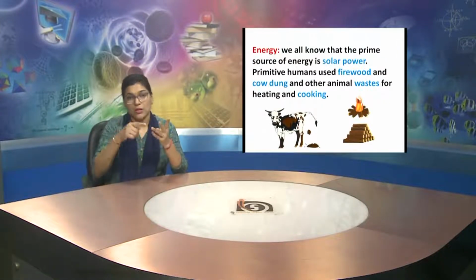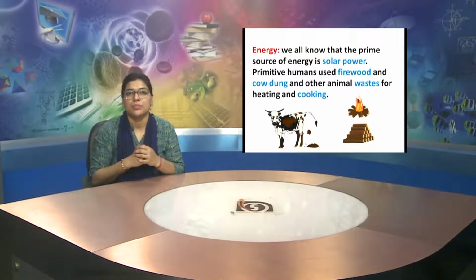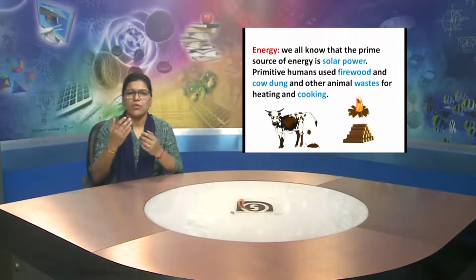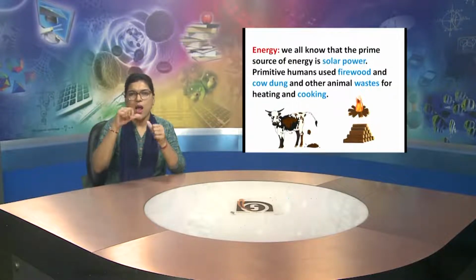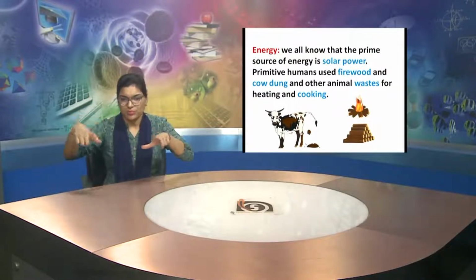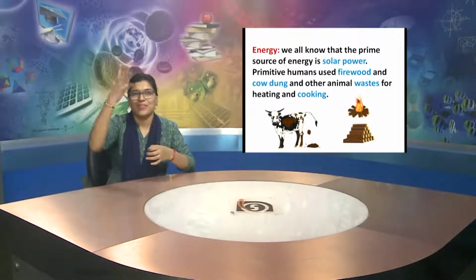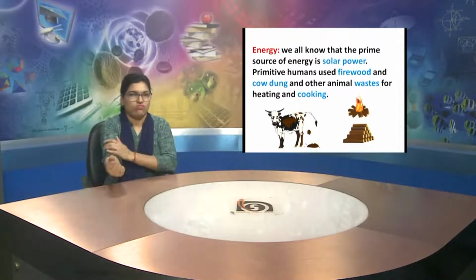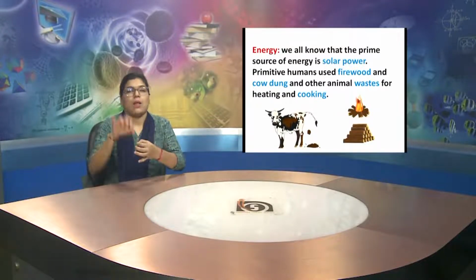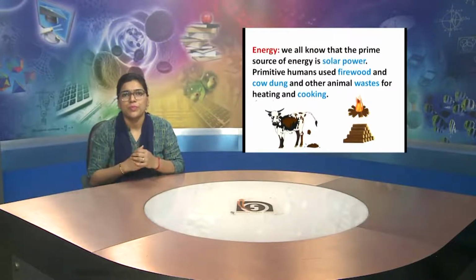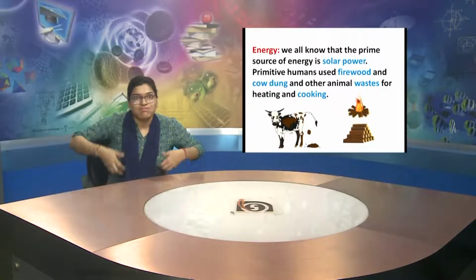As we have understood the abiotic resources, land and water, now this is another abiotic resource, which is energy. We all know that we get solar energy from the sun. We humans also use solar energy in different ways.